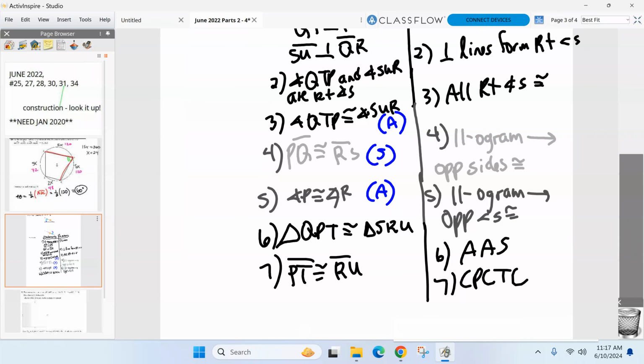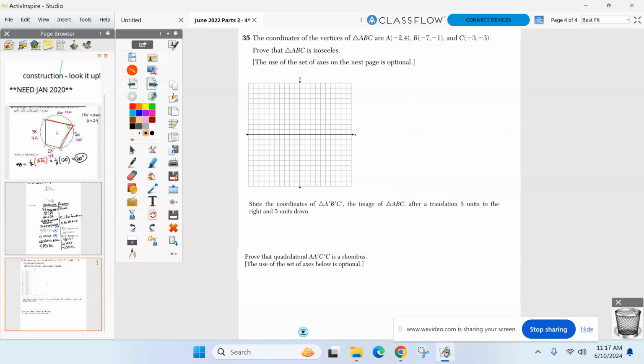And what else is going to show up? Let's go to the part 4 question. The big dog, 6-pointer. We know this is going to show up. Don't know where, though. Number 35. Coordinate geometry.